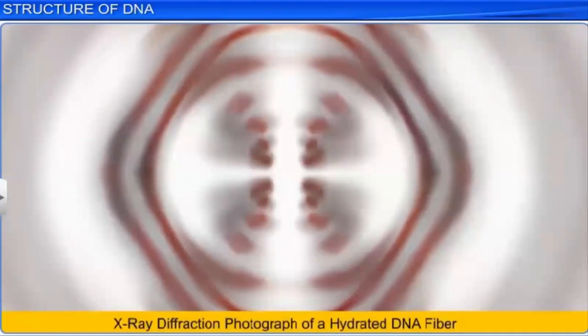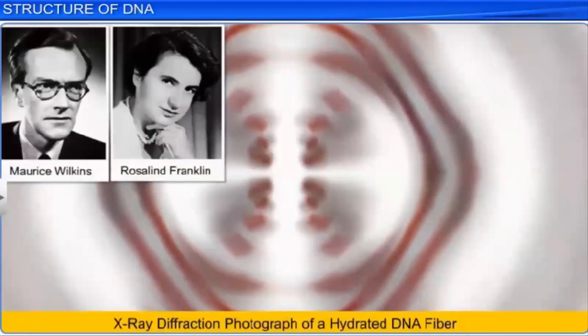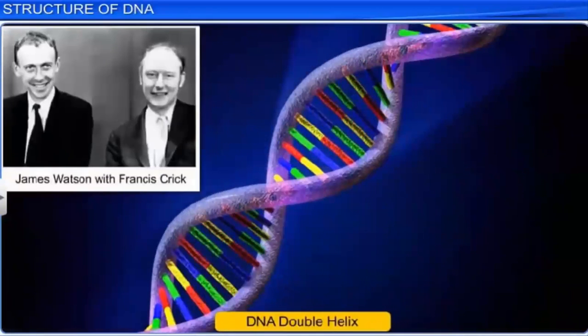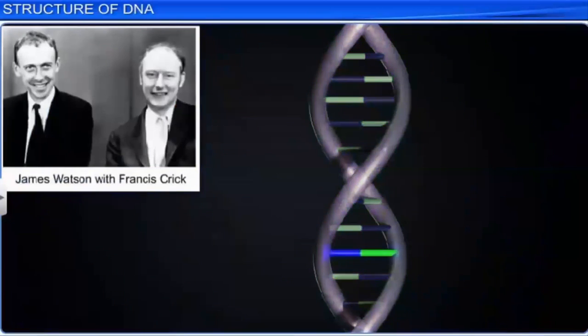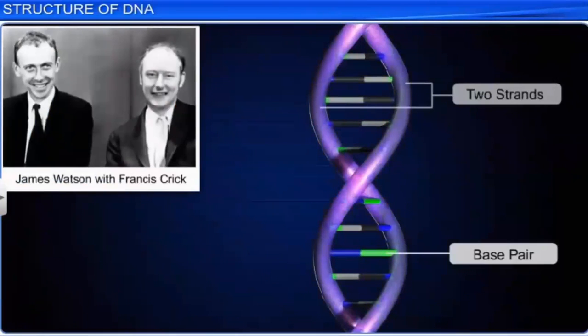They did this with the help of the X-ray diffraction data that was created by Maurice Wilkins and Rosalind Franklin. Further, James Watson and Francis Crick proposed that base pairing existed between two strands of polynucleotide chains, which was a distinctive attribute of their proposition.